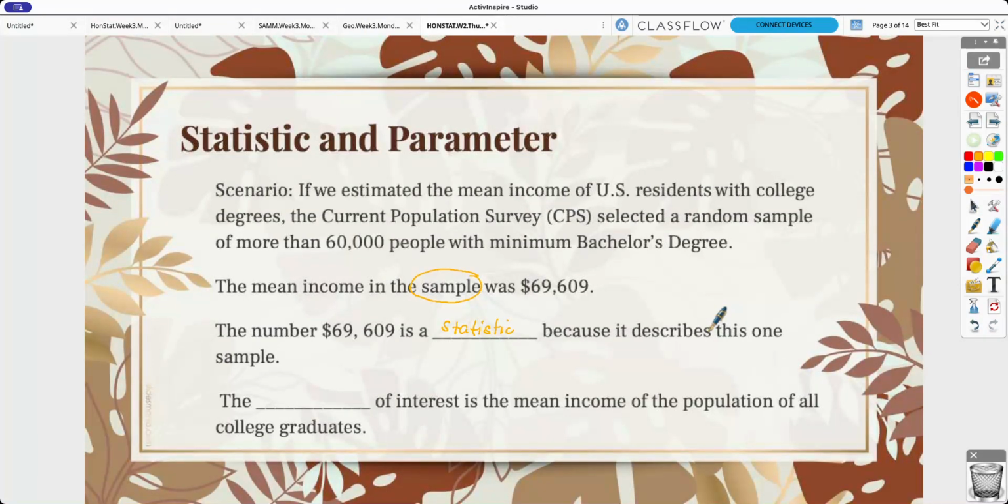Now, the parameter of interest is the mean income of the population. So if you're talking about the population, you want the parameter. So statistic for sample, parameter for population, SSPP.